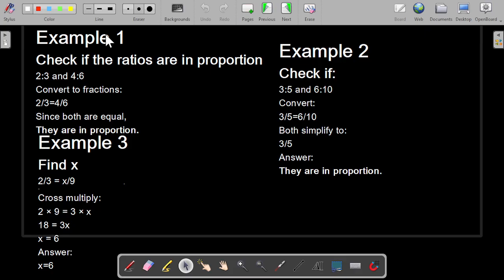Because I want us just to look at the example we saw on the previous page. Now, what we are going to do here, we are going to remove them from ratio and convert them to fractions so that you can see it well, as I said recently. Now you have 2 over 3 equals 4 over 6. Now, if you divide them, 4 divided by 2 will give you 2. 6 divided by 2 will give you 3. So therefore, since both sides are equal, they are in proportion.